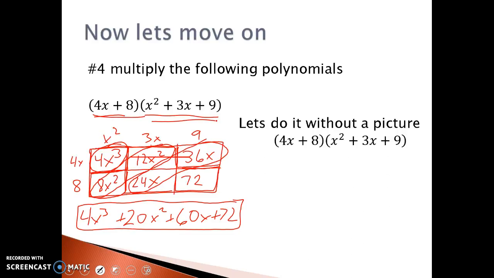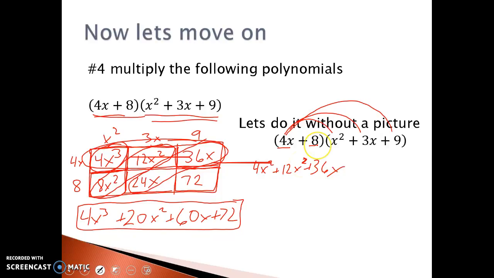So can we do this without drawing the picture? And yeah, we can. We can use the same concept that we did before, like the double distributive property. I'm going to start by taking this 4x and distributing it by all 3 of these terms in the trinomial. 4x times x squared would be 4x to the third. 4x times 3x would give me 12x squared. 4x times 9 would give me 36x. Notice that's the same thing that I have here in the top row.